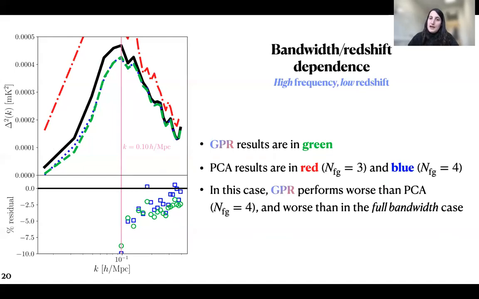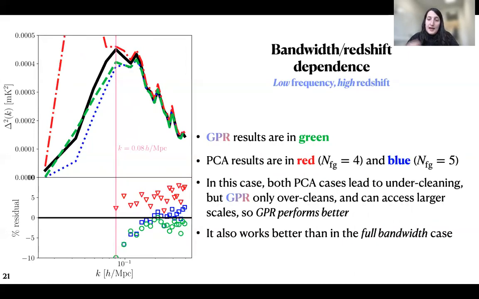So here we are looking at the high frequency, low redshift half. And you can see here that GPR performs better than the full bandwidth case because the k-bin at which it fails is larger. It's now k equals 0.1. And it also overall performs just much worse than PCA on these small scales. You can see it's performing much worse than PCA, n equals 4. So overall here, GPR performs worse than PCA and worse than the full bandwidth case.